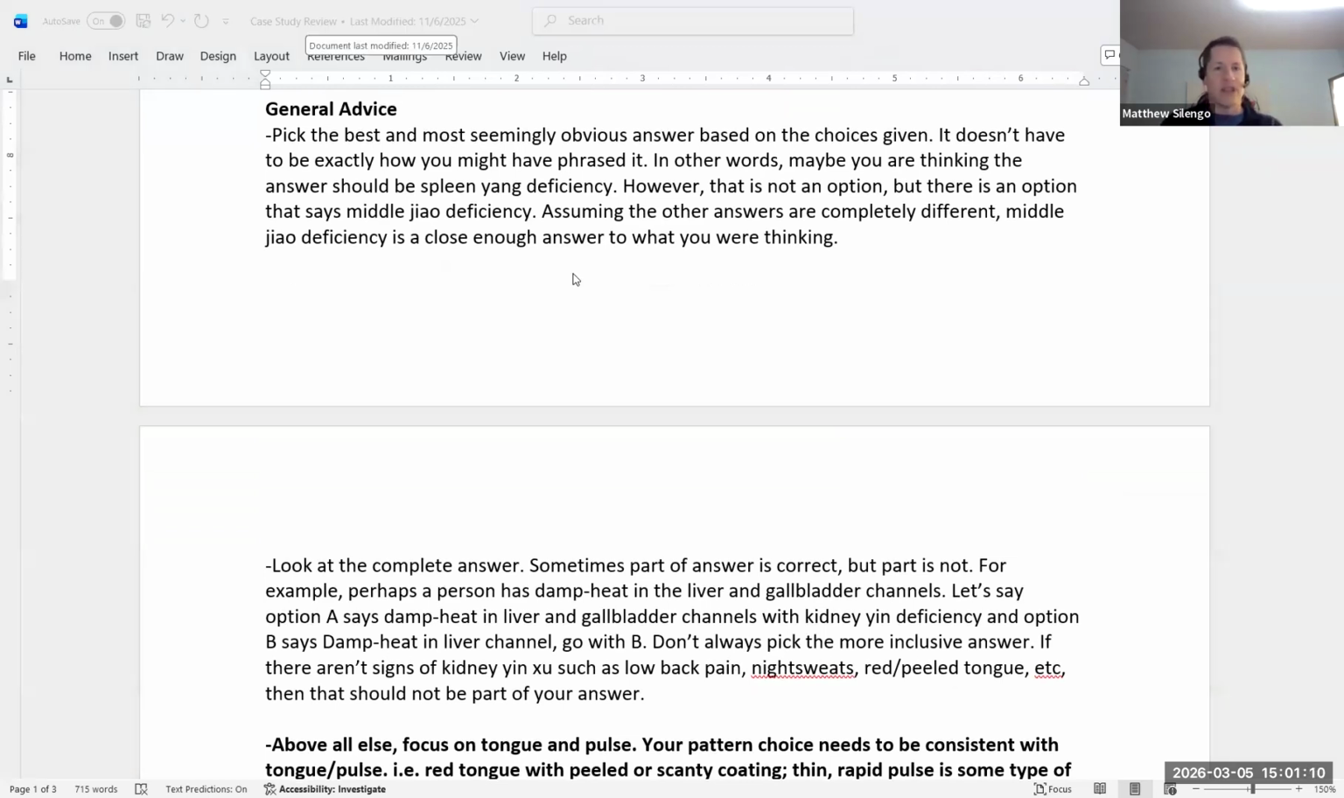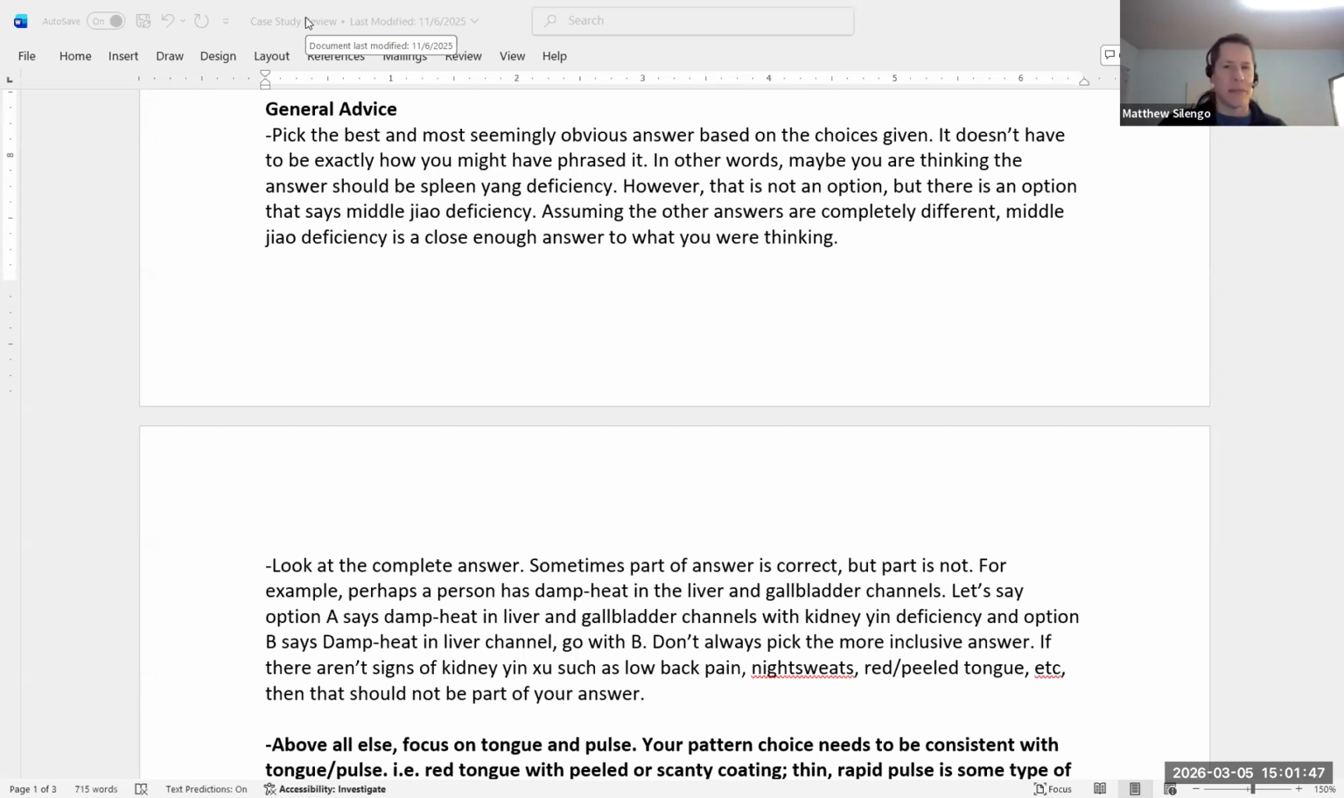Now, a couple other bits of general advice here. If there's a question where there is an answer that is somewhat seemingly obvious, that definitely seems to match the case more than the other answers, don't overthink it because it's not worded exactly the way you would think it should be worded. Keep in mind with multiple choice, it doesn't have to be the most perfect answer. It's just got to be the best of the options provided, the best match of the four options. So it doesn't have to be exactly the way you might have worded it.